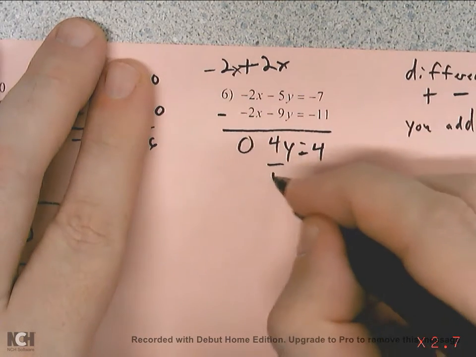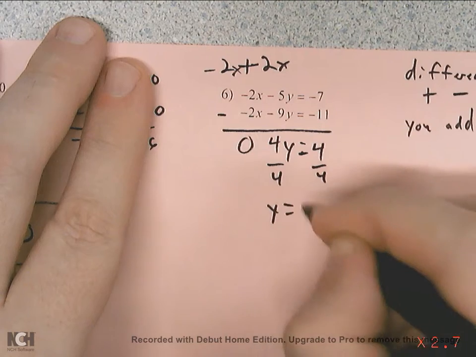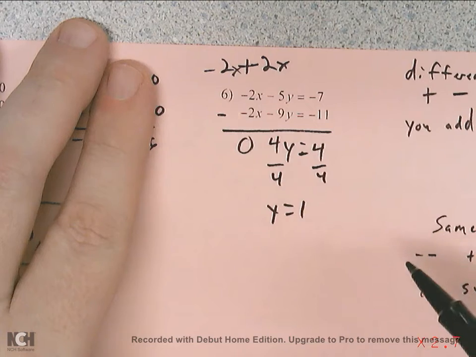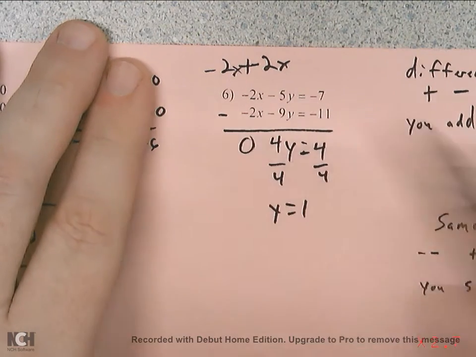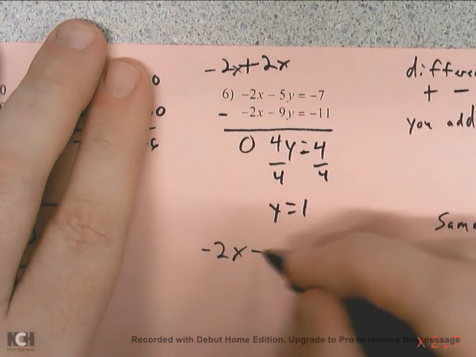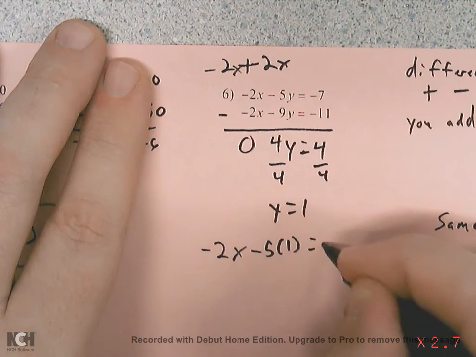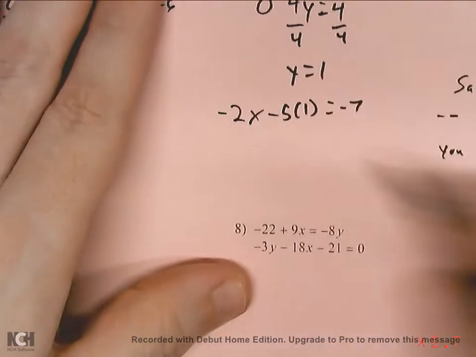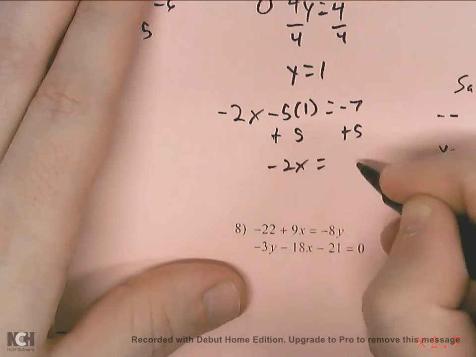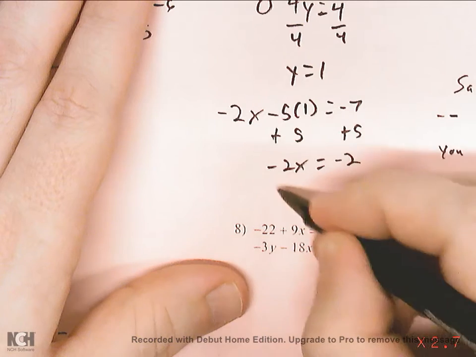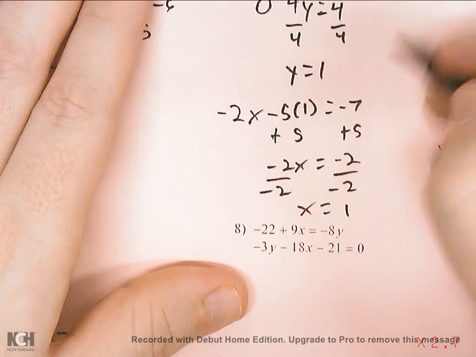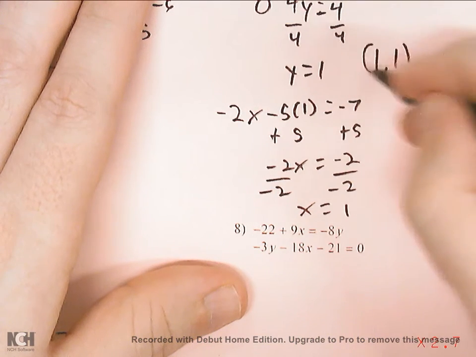Okay, and then we divide by 4, and you get y is equal to 1. And then to get my other answer, I would plug the y back in to one of the equations. If I plug it in the top, I would get -2x minus 5 times 1 equals -7. -5 times 1 is -5, so I'd add 5 to each side, which gives me -2x is equal to -2, divided by -2, and x is going to equal +1. So your final answer is going to be 1, 1.